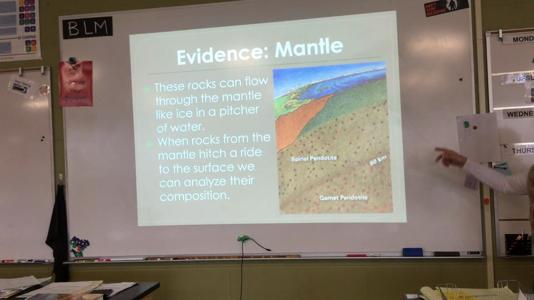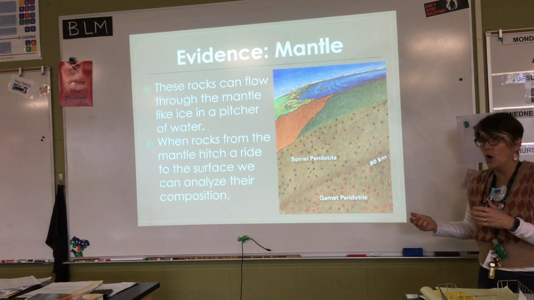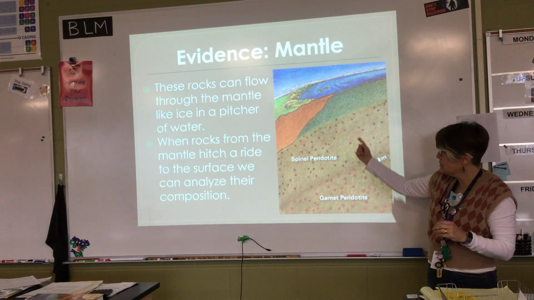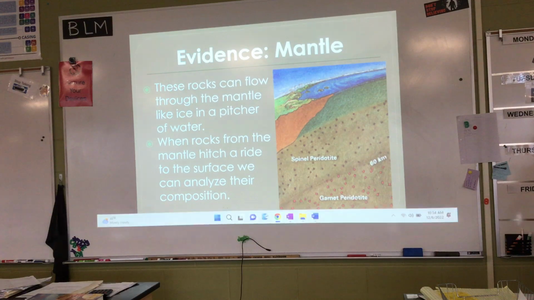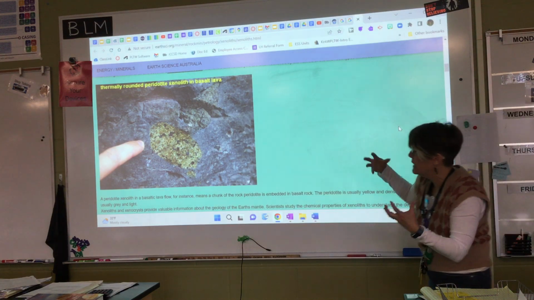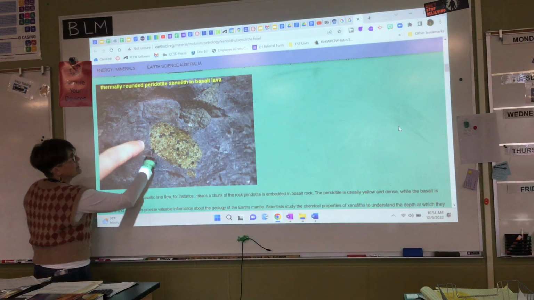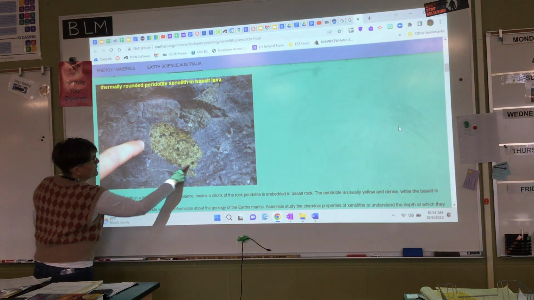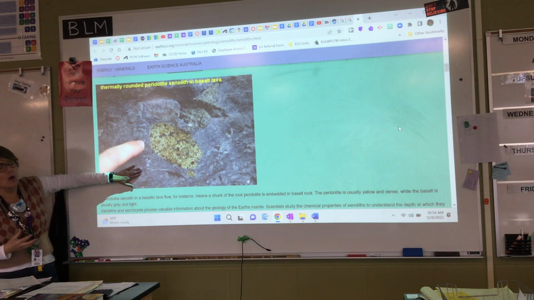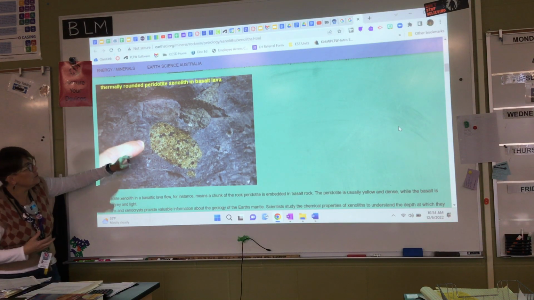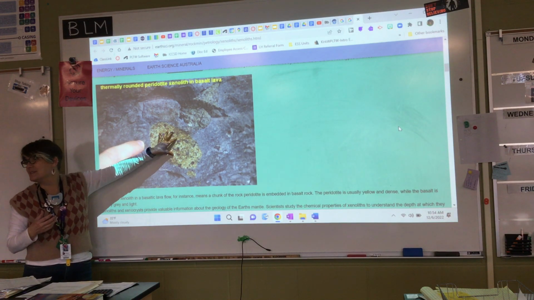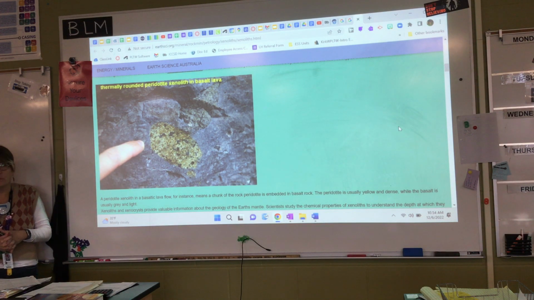All right, these rocks can flow through the mantle like ice in a pitcher of water. So if you picture ice as the xenoliths in the pitcher of water. When the rocks from the mantle hitch a ride to the surface, we can then analyze their composition. And I want to show you an actual picture of a xenolith in situ, meaning in its situation. This is peridotite, and that's what this rock is, and it's like an actual inclusion. This is basalt lava, and basalt is part of the continental crust. So what you can do is find these inclusions, and if you do, that's really cool. You know that this came from deeper in the earth than we normally can get to.